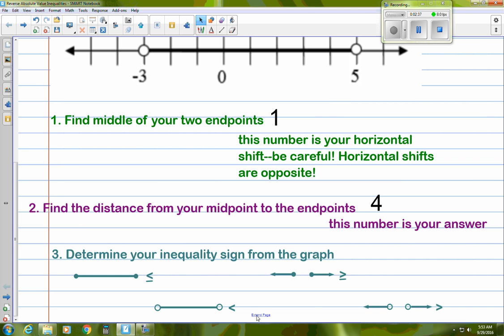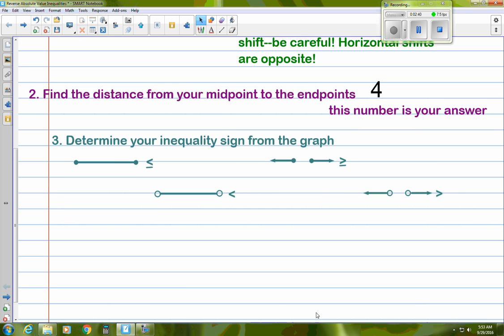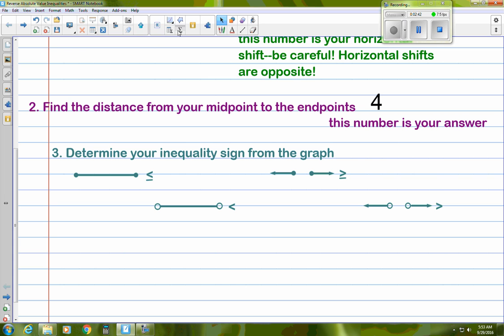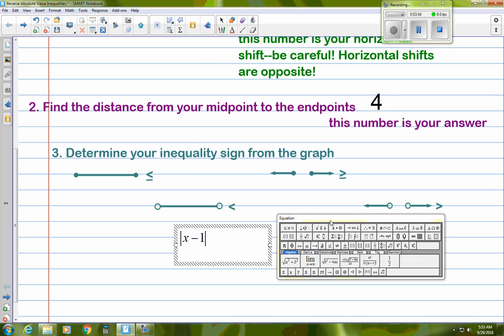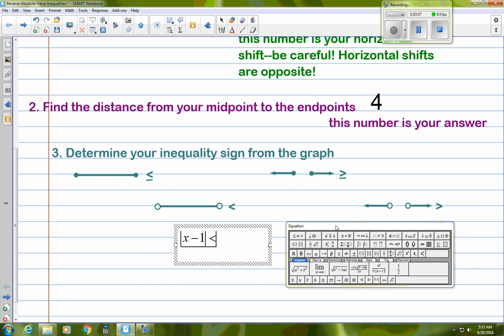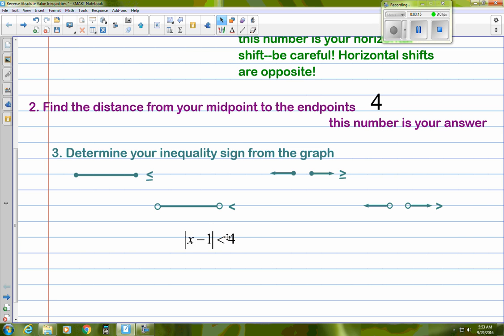Okay, so the answer to this one would be, first we have our absolute value, and we always start with our x because we need something to start with. And we said that our horizontal shift is opposite. So my horizontal shift was +1, so I'm going to put a -1. I said that my sign was going to be, in this case, a less than based on the shape of my graph. And then 4 is going to be the number that's my answer. And it's as simple as that. Done.